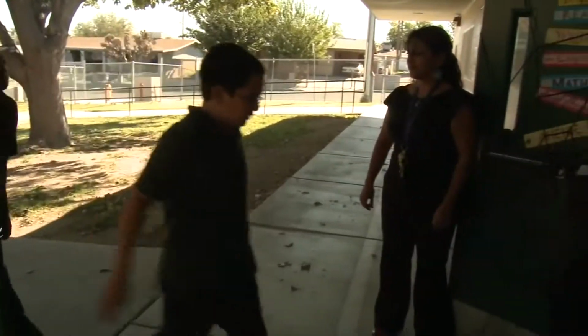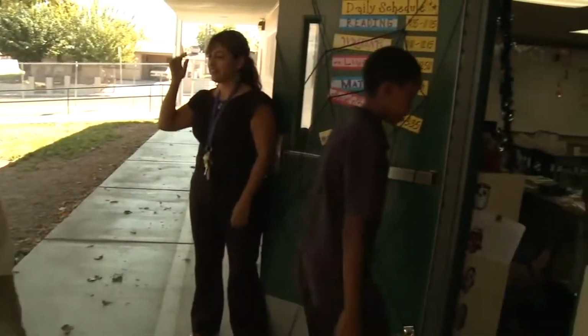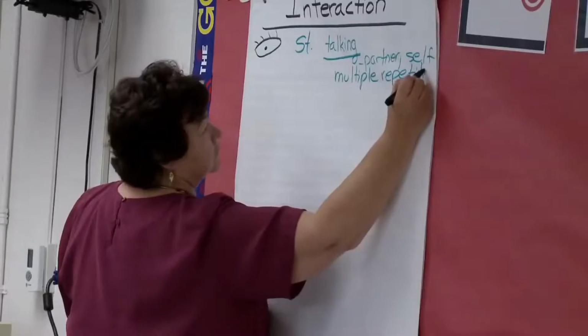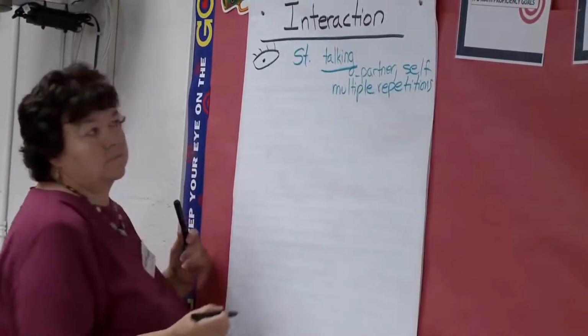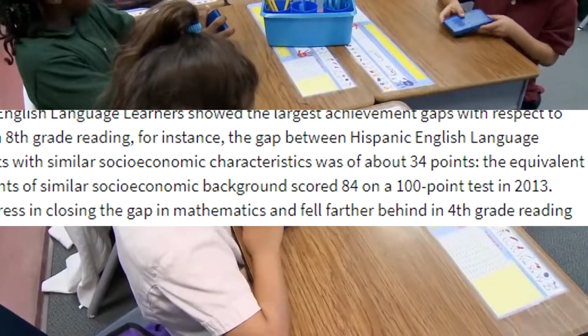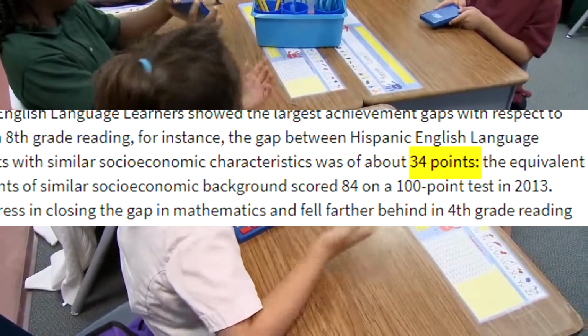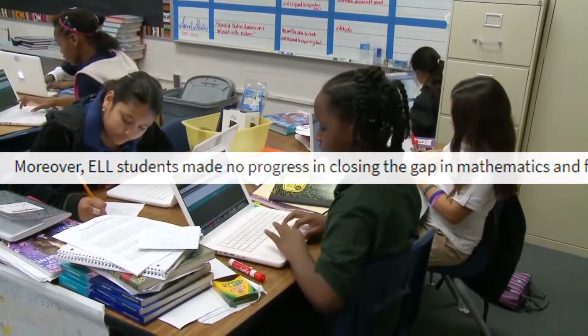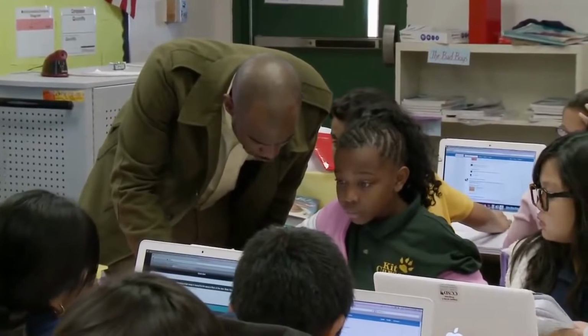A Stanford study found that minority students are making gains and closing the gap, but the one exception was English language learners. The study showed that the gap for 8th grade reading between English language learners and white students with similar socioeconomic backgrounds was around 34 points. Furthermore, there were no improvements in closing the gap in math. Why is the gap among English language learners so large?